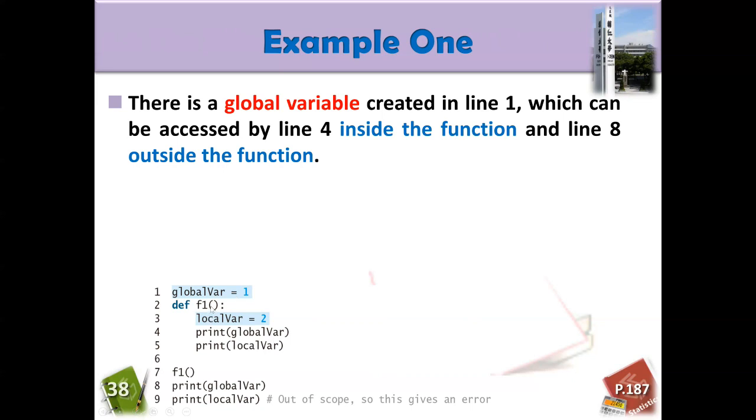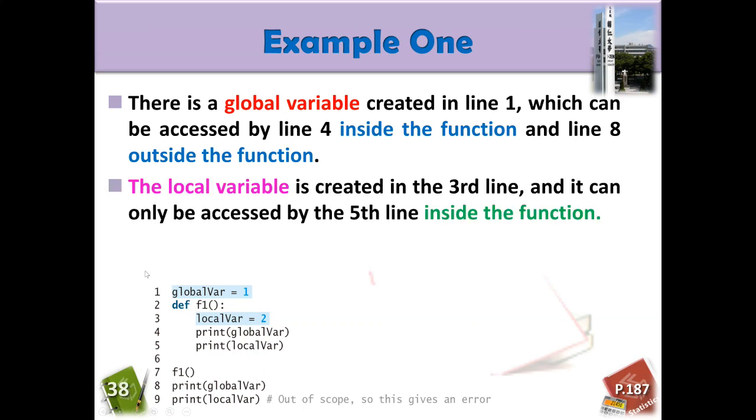So function 1 calls the global variable in line 4. It can be accessed by line 4 inside the function and line 8 outside the function. Here, line 8 can also print the global variable with no syntax error. But the local variable is created in the third line. You see, the local variable is inside the function, but if you call it outside the function, it would be a syntax error. So it can only be accessed by the 5th line. This line can print it.